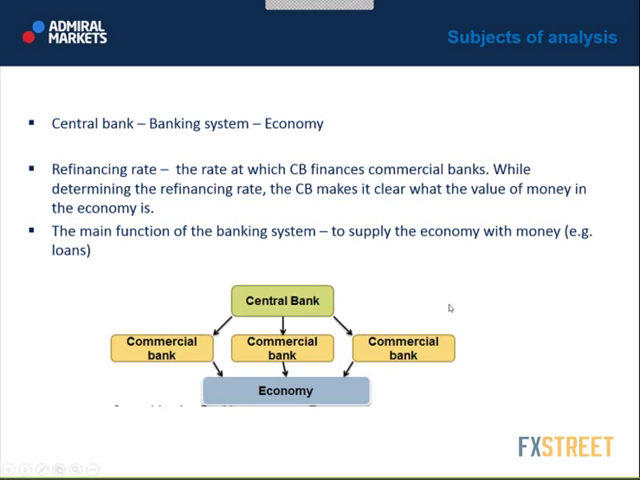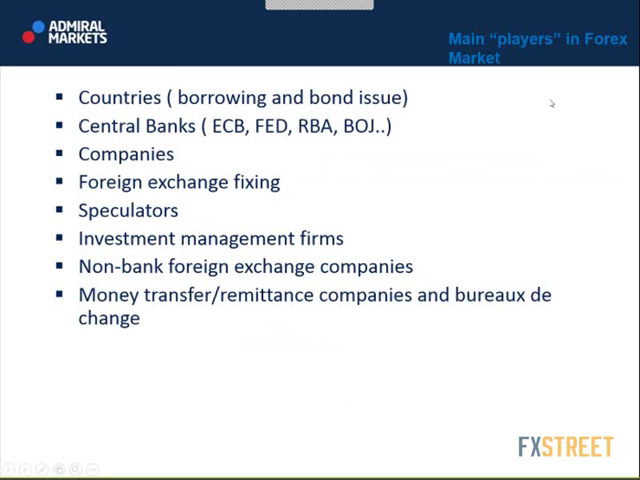So central banks create monetary policy, which translates to one nation's economy, which translates to national currency movement. Everything is correlated and everything is connected. Now, the main players in the forex market, as we said, are central banks, then countries through borrowing and bond issues, companies, then foreign exchange fixing.